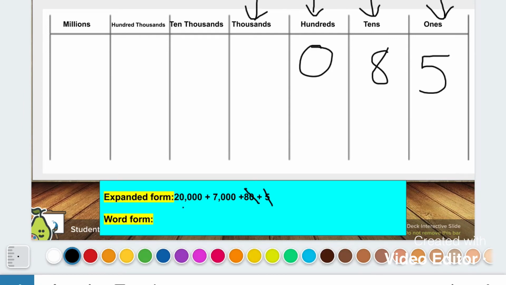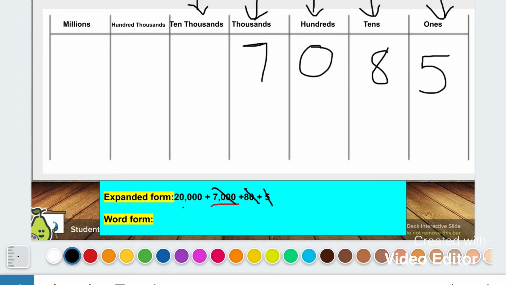Now let's move to our thousands place. Do any of these numbers represent the thousands place? Which one? That's right, 7,000. In the number 7,000, I have 7 thousands. So I'm going to write a 7 in the thousands place. You'll notice as I'm writing my numbers in the place value chart, I'm crossing them off to make sure I do not repeat any. Now let's move to the 10,000s.